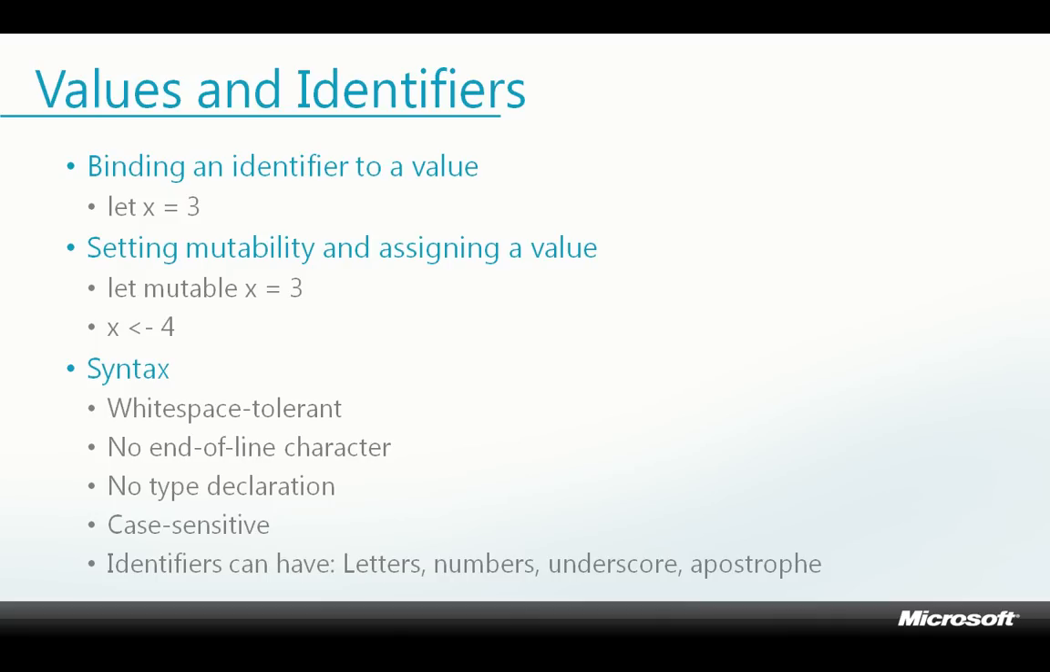And one more thing. Identifiers in F# are case sensitive. They can include letters, numbers, or an underscore or an apostrophe, a single quote. They do have to start with a letter or an underscore, though.